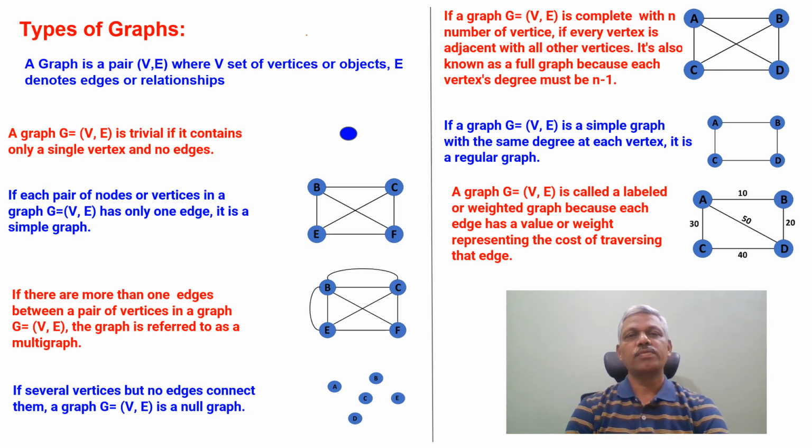If there are no edges present between any pair of vertices, only vertices are present, such a graph is called a null graph. Similarly, if a graph contains an equal number of edges incident on each vertex, then it is called a regular graph. If every edge of the graph is labeled with some weight, some number, then it is called a weighted graph. Or if the edges are labeled with some text, that is called a labeled graph. These are all the preliminary types of graphs.